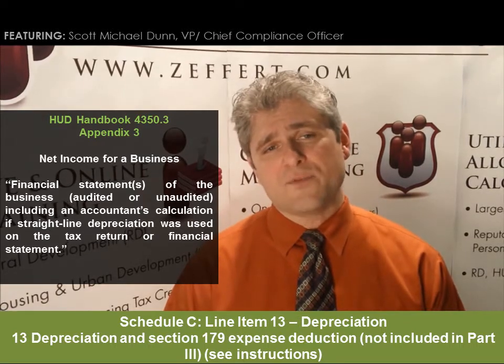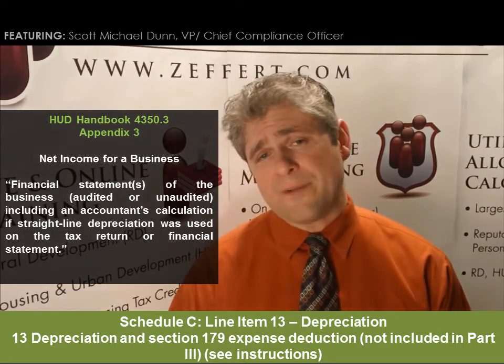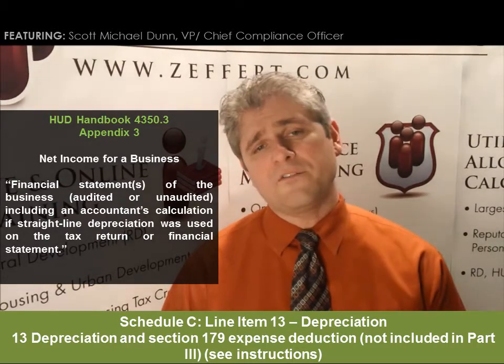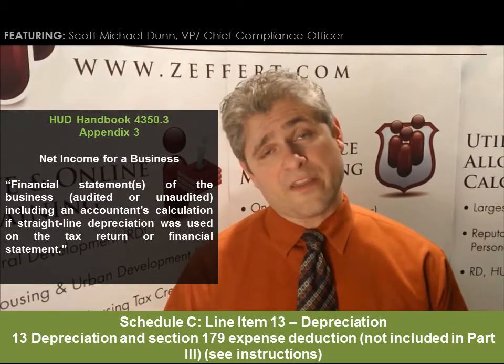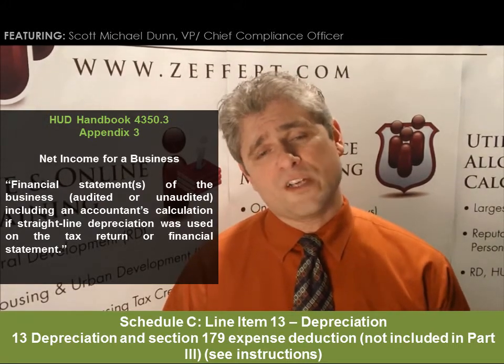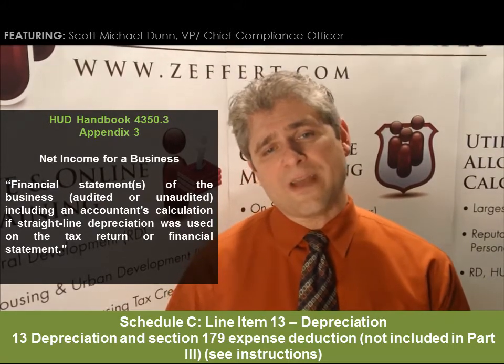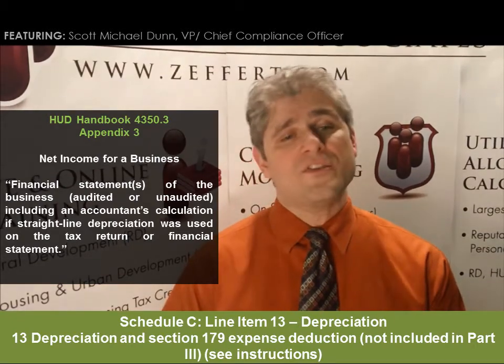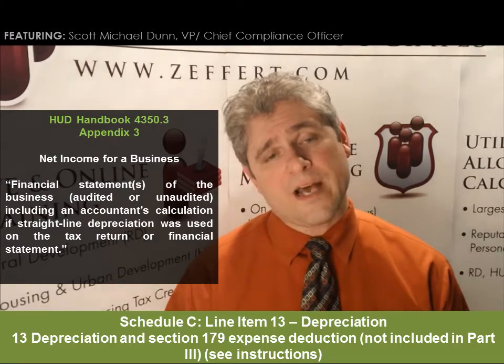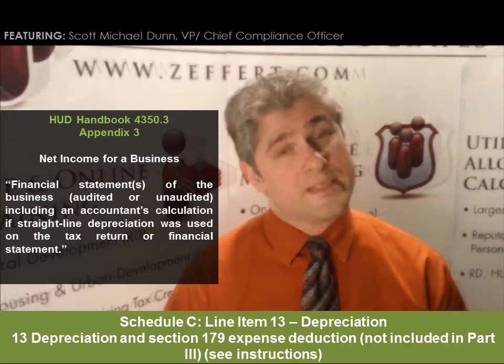If the straight line depreciation method was not used, the applicant-tenant must provide an accountant's statement or calculation of depreciation using the straight line method, and that should be used instead. The accelerated depreciation used on the return will need to be added back into the net income, and the straight line amount then subtracted for a HUD-appropriate calculation of net income from that business.